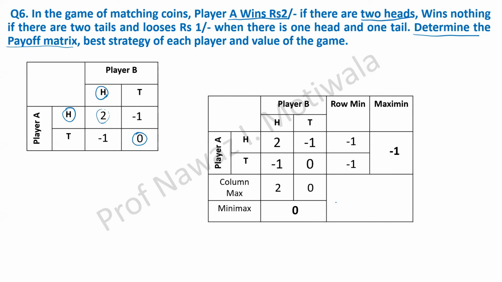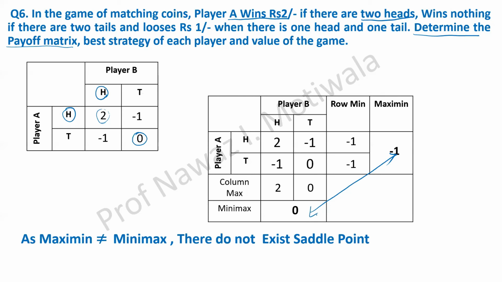So here again you can see that minimax is not equal to maximin. Hence we will write that maximin is not equal to minimax, so a saddle point does not exist. And because a saddle point does not exist, that means they will be using a mixed strategy. So I will be going for the mixed strategy. Because it is a 2 by 2 problem, I can go for either the formula method or the graphical method, or one more method which we will discuss later.